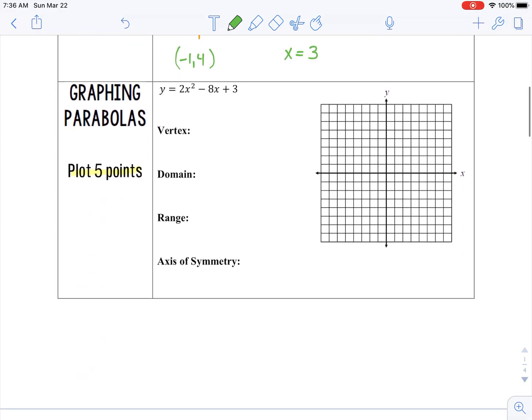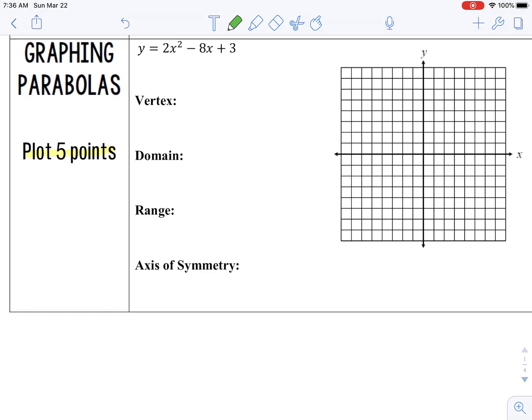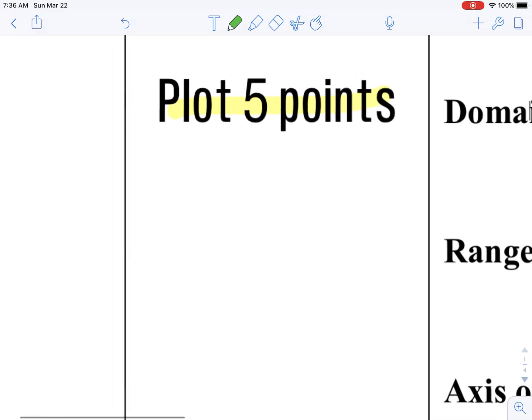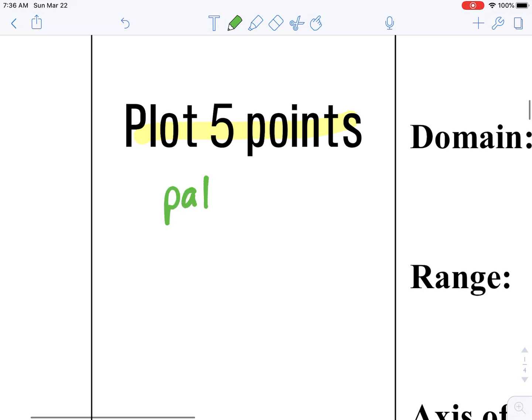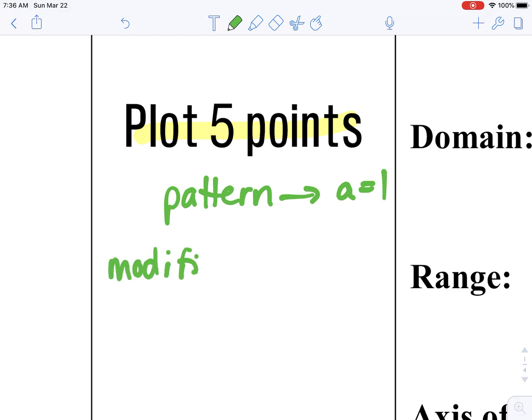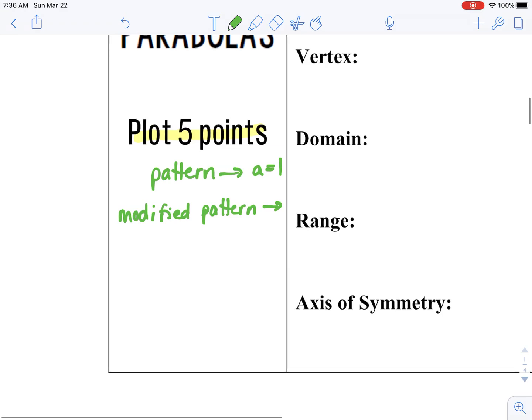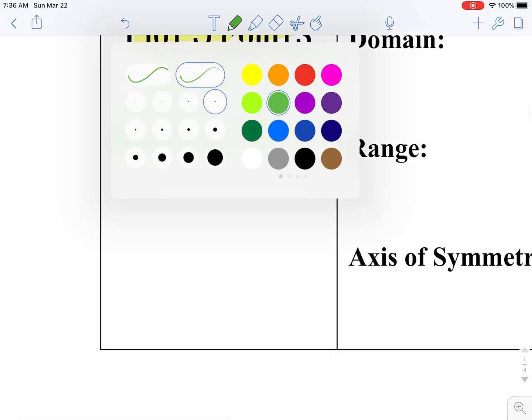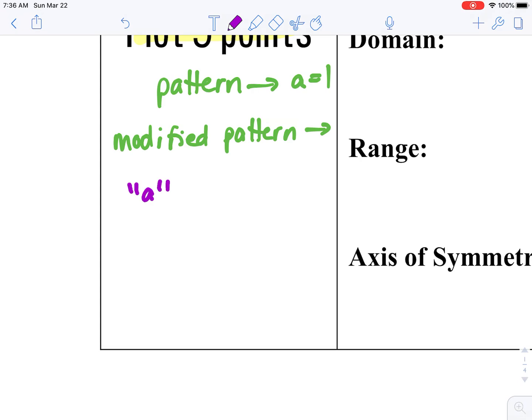The next one we're going to graph is a parabola once again, but this time they're looking for 5 points. And whenever they say 5 points, we're thinking our pattern or our modified pattern. How do you know when you get to use your pattern? That is when A is 1. A modified pattern is where you take your A value of 1, but you multiply it by whatever that A value is. Now, another reminder would be your A value is on the squared side.